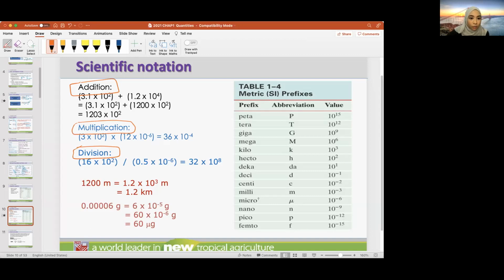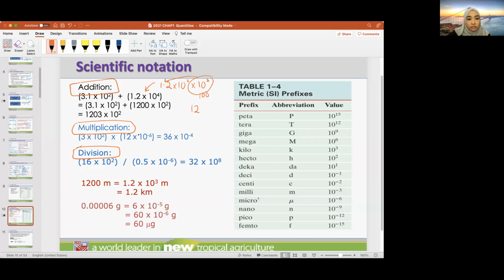For example, addition. I want to add 3.1 times 10 to the 2 plus 1.2 times 10 to the 4. So how do I do that? I have to make these the same. It doesn't matter, I can choose 10 to the 4 or 10 to the 2. But this example says, okay, let's choose 10 to the 2, which means they have to convert this one to have 10 to the 2. So 10 to the 2 is basically 100. So 1.2 times 100 is 1,200?